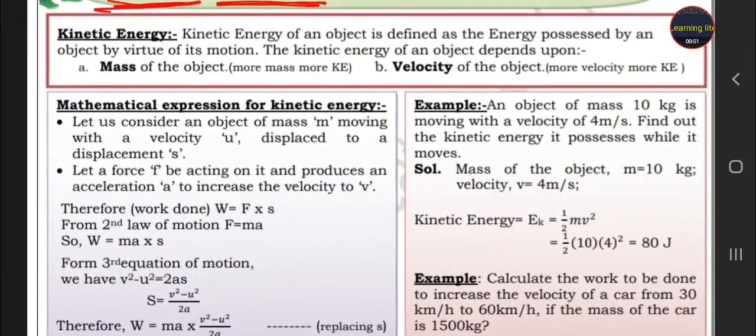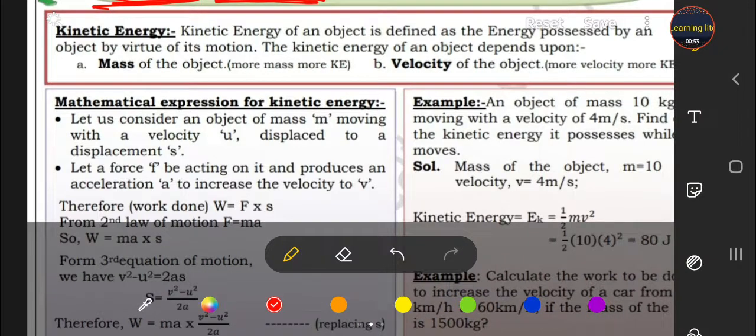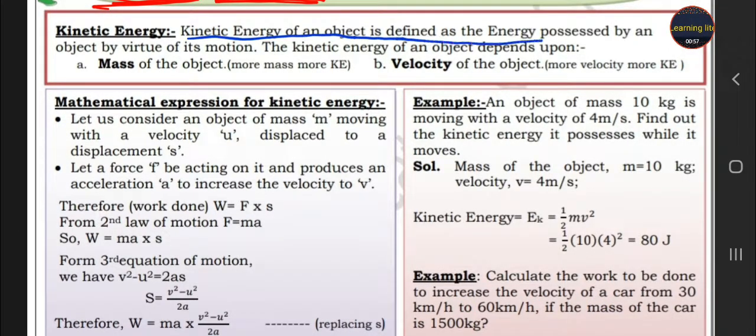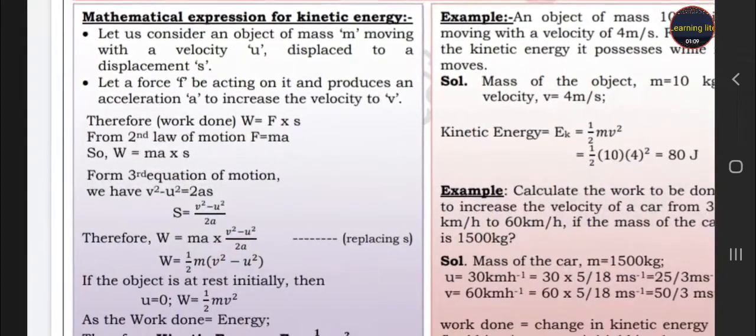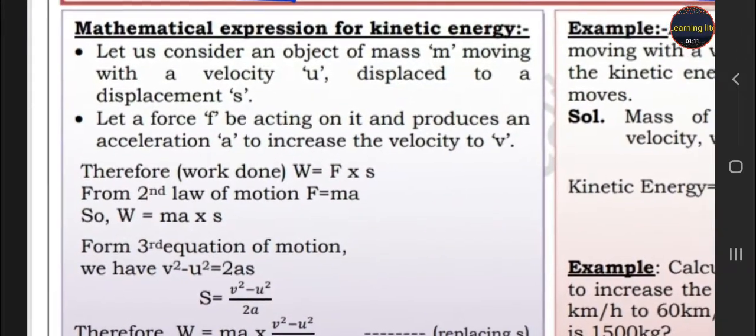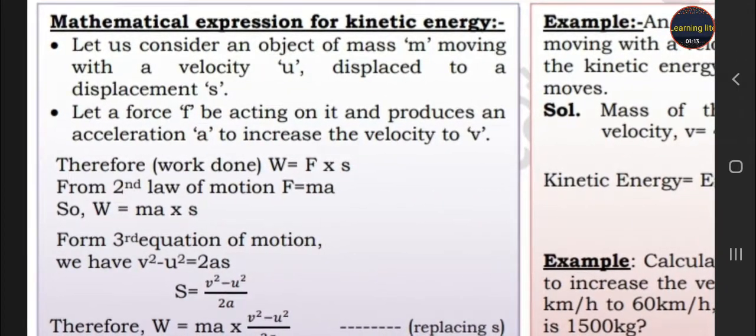Now, what is the perfect definition of kinetic energy? Kinetic energy of an object is defined as the energy possessed by an object by virtue of its motion. It depends upon the mass of the object and upon the velocity of the object. How does it depend upon the mass and velocity? Let's do the mathematical expression.